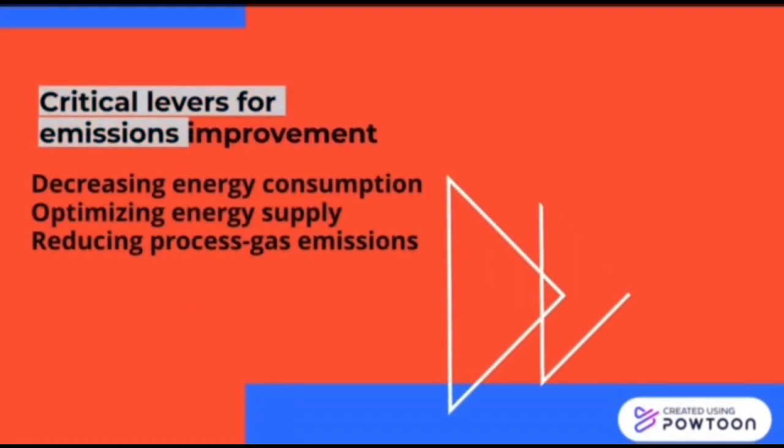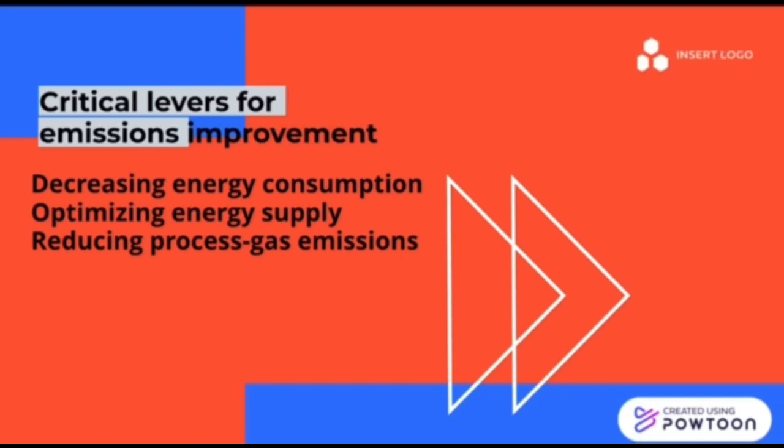Lastly, the critical levers for emissions improvement. First is decreasing energy consumption. Next is optimizing energy supply and reducing process gas emissions.